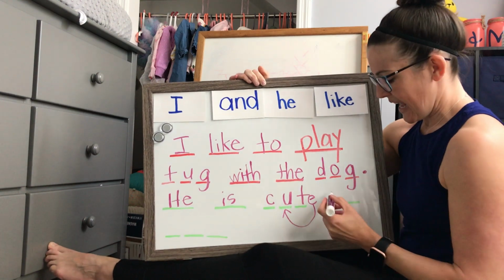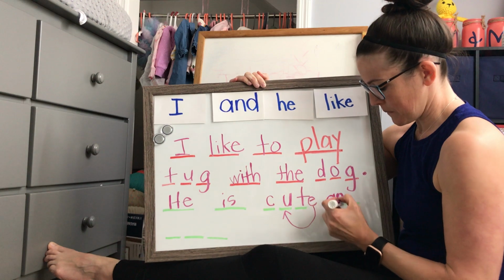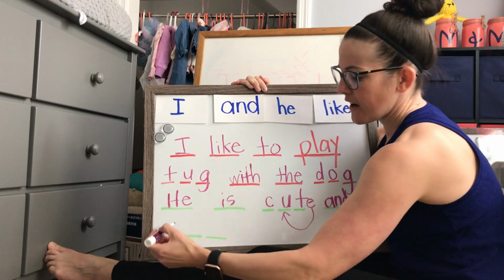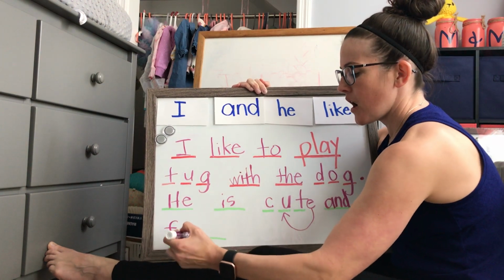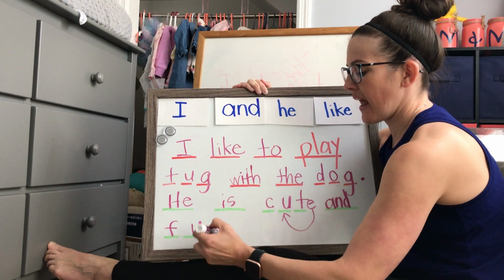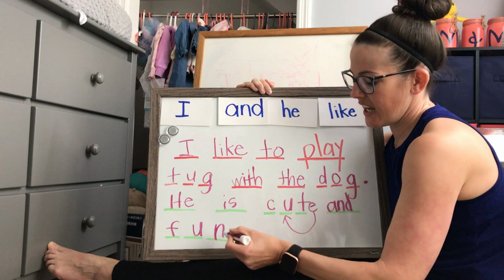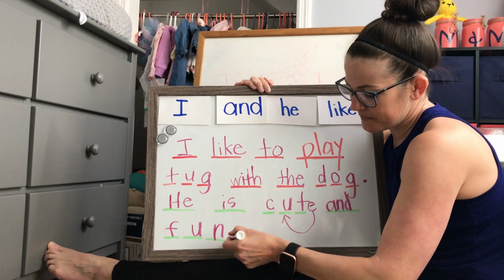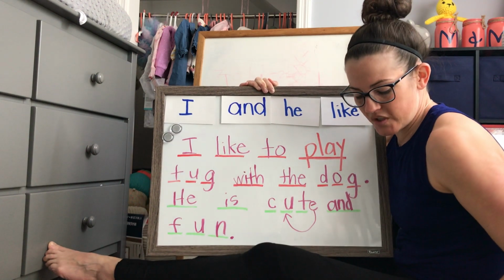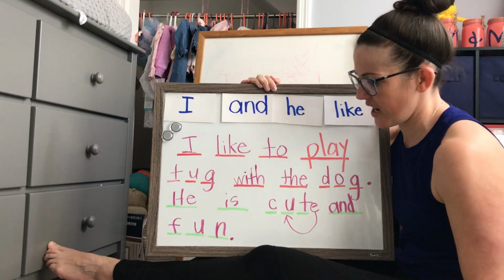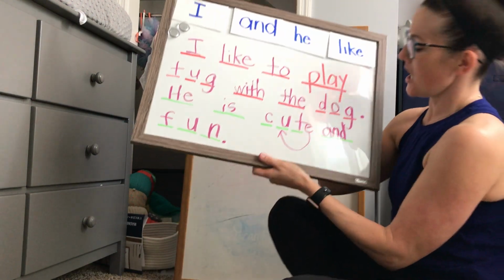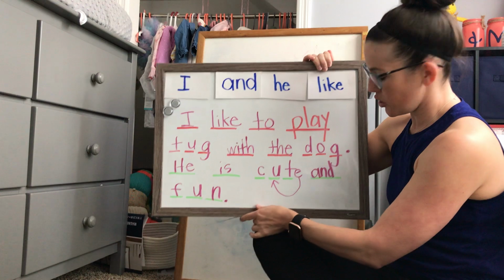He is cute and fun. And that's a short U. So I do not need sneaky E. And I'm going to use just another period. You might have chosen to use an exclamation, and that's totally fine. Okay. I like to play tug with the dog. He is cute and fun.